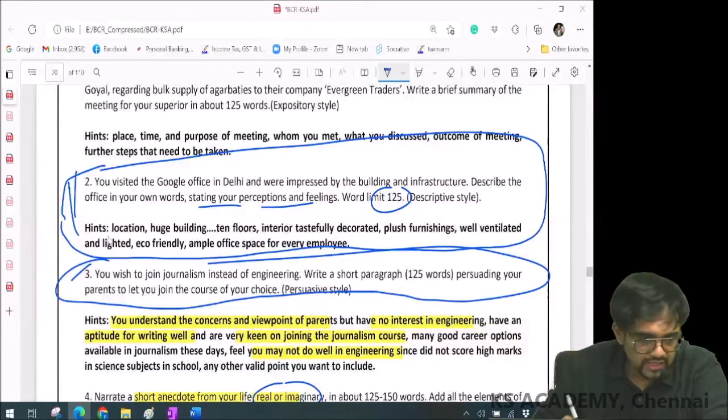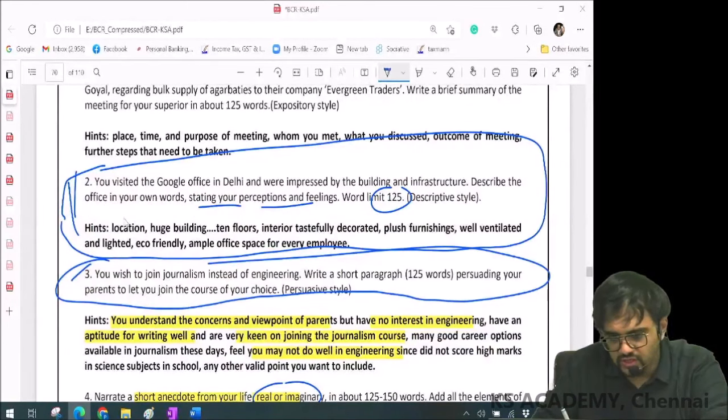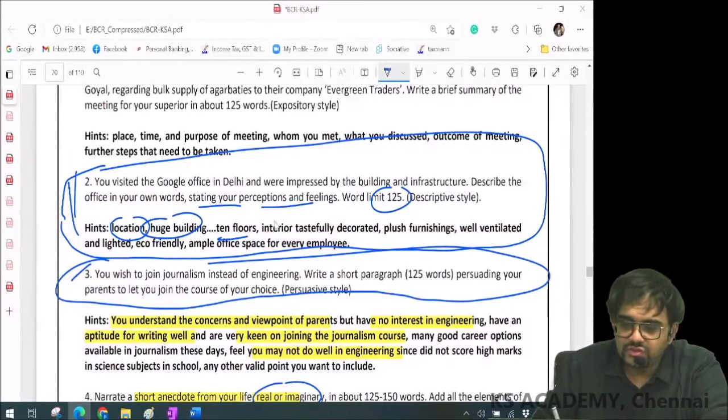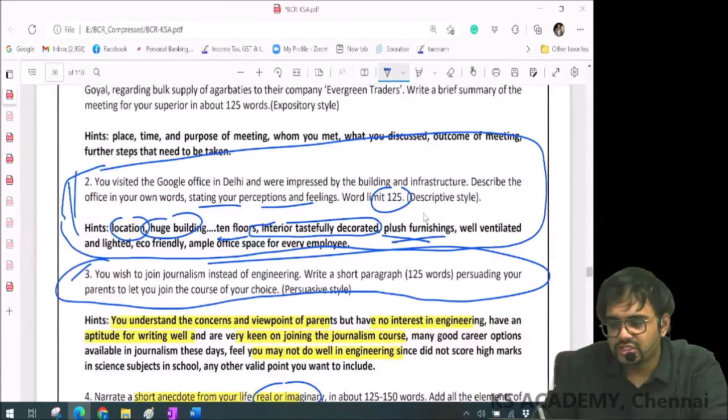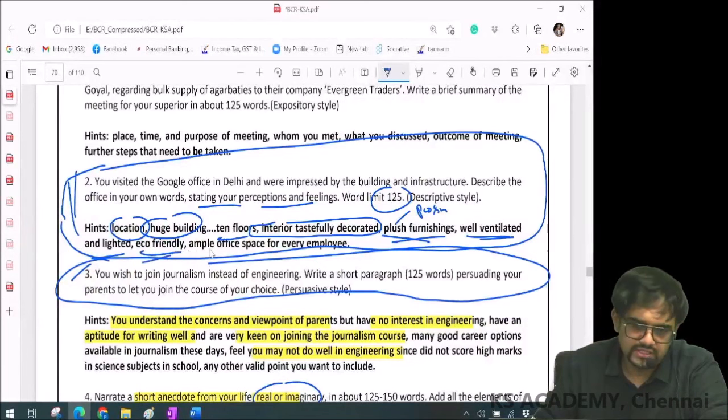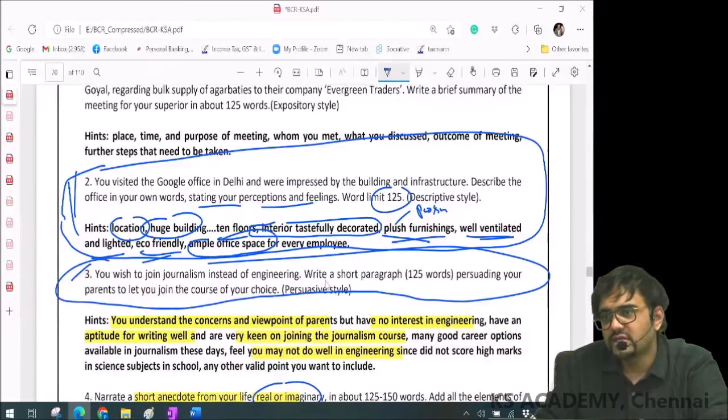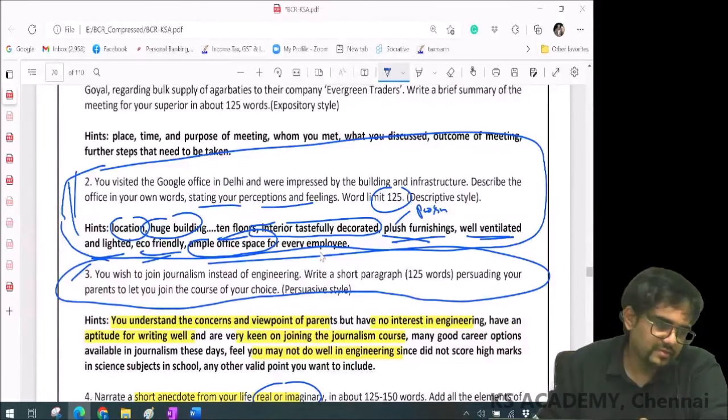So, hint again, you should say the location, how it was a huge building. There were so many floors. Then some words you should use, like interiors were tastefully decorated. The furnishings were plush. Plush means very posh furnishings. It was very, very nice, the entire furnishing. Well ventilated and lighted. Eco-friendly place. Ample office space was also there for every employee, like that.